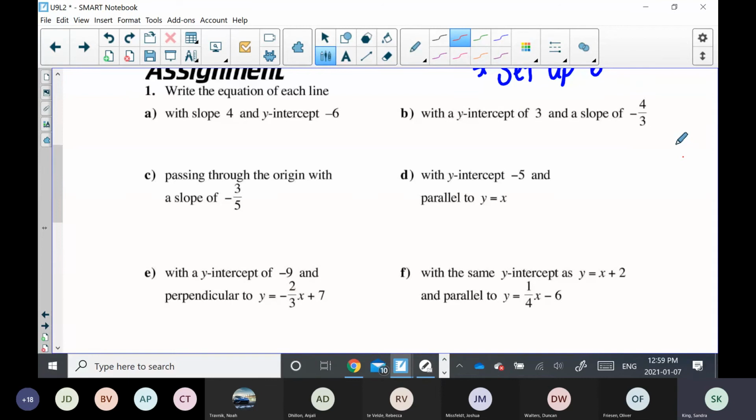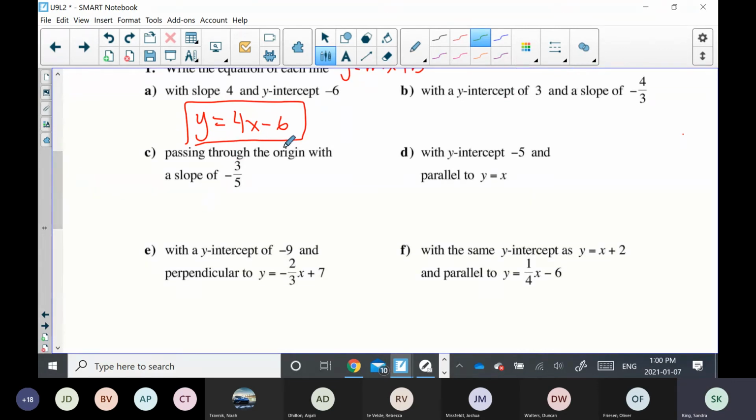Okay, so for question number 1, I'm going to do 2 with you that are a little bit trickier. Write the equation of the line. So some are going to be super simple, right? Like A. Slope of 4, that's going to go in for M, Y-intercept of 6. So this one we could do in like 2 seconds. 4x minus 6, and you're done. B is going to be really simple. C. Okay, so let's do C together.